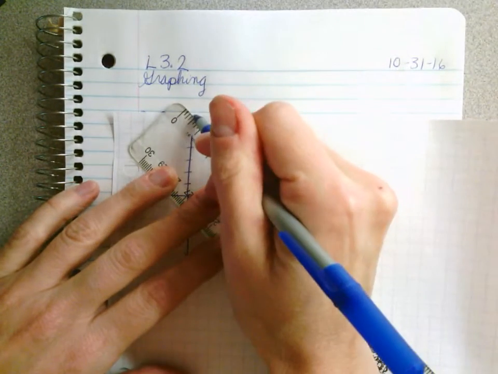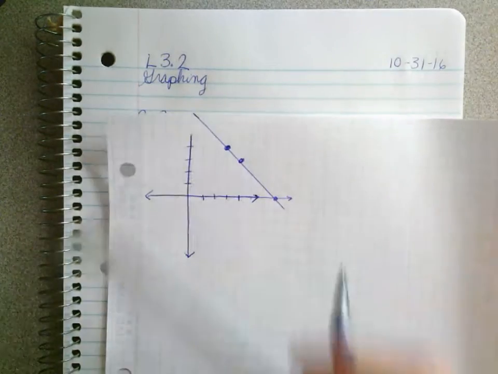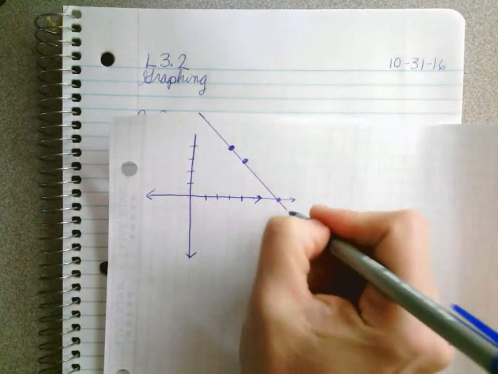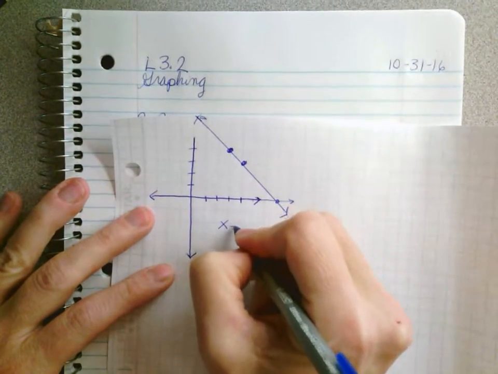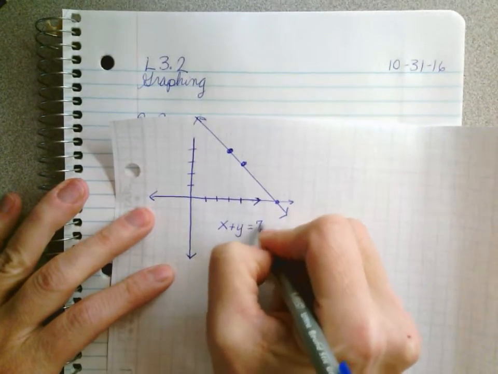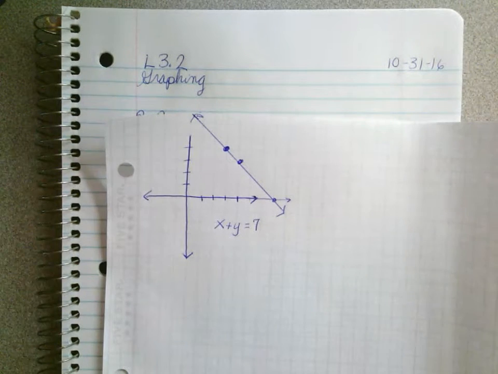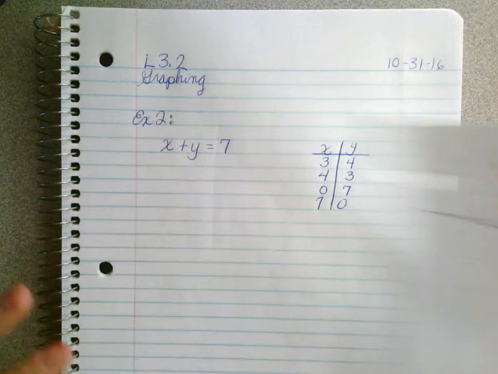So anything found on this line would solve the equation x plus y equals 7. Okay? That one's pretty simple, and they're not always quite that obvious, unfortunately. And again, you can solve if you like.